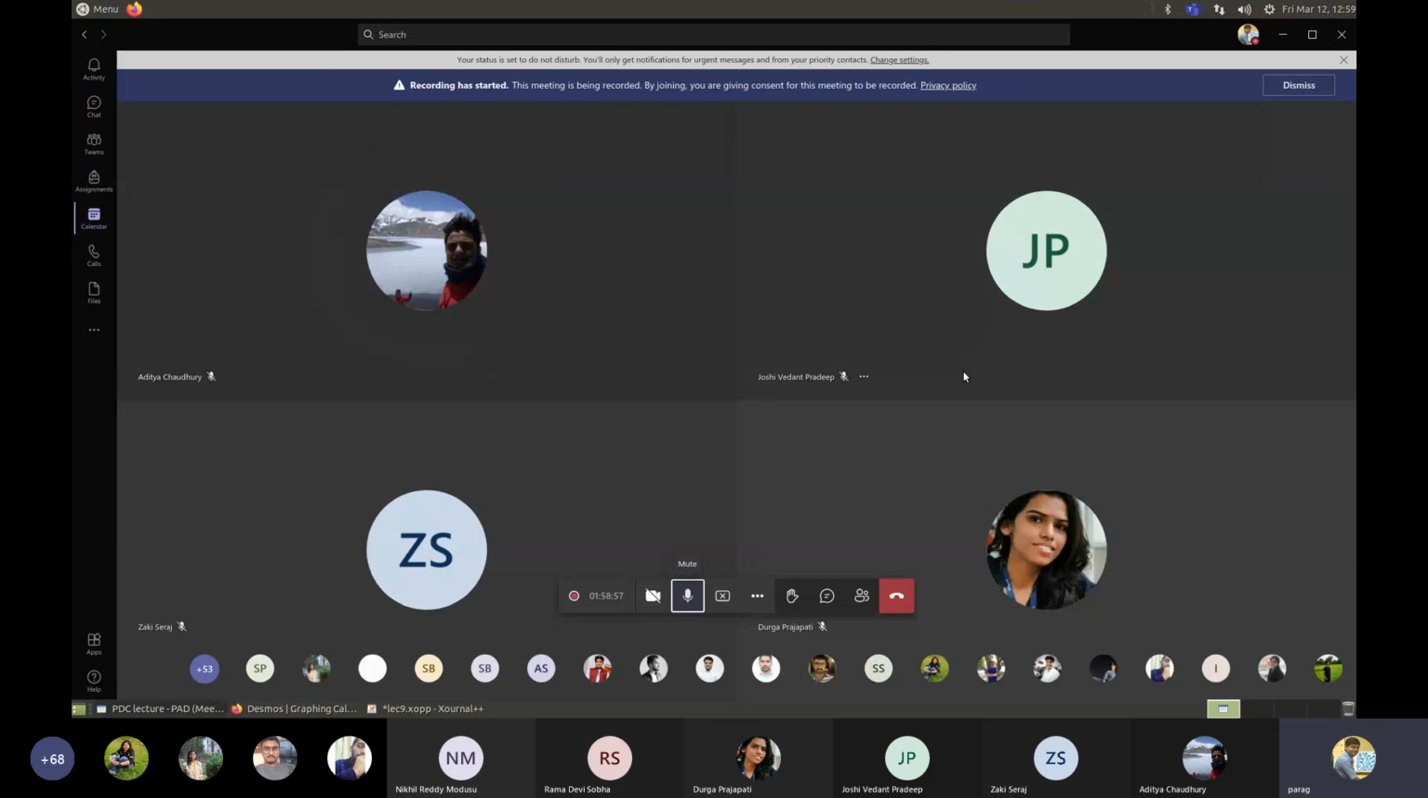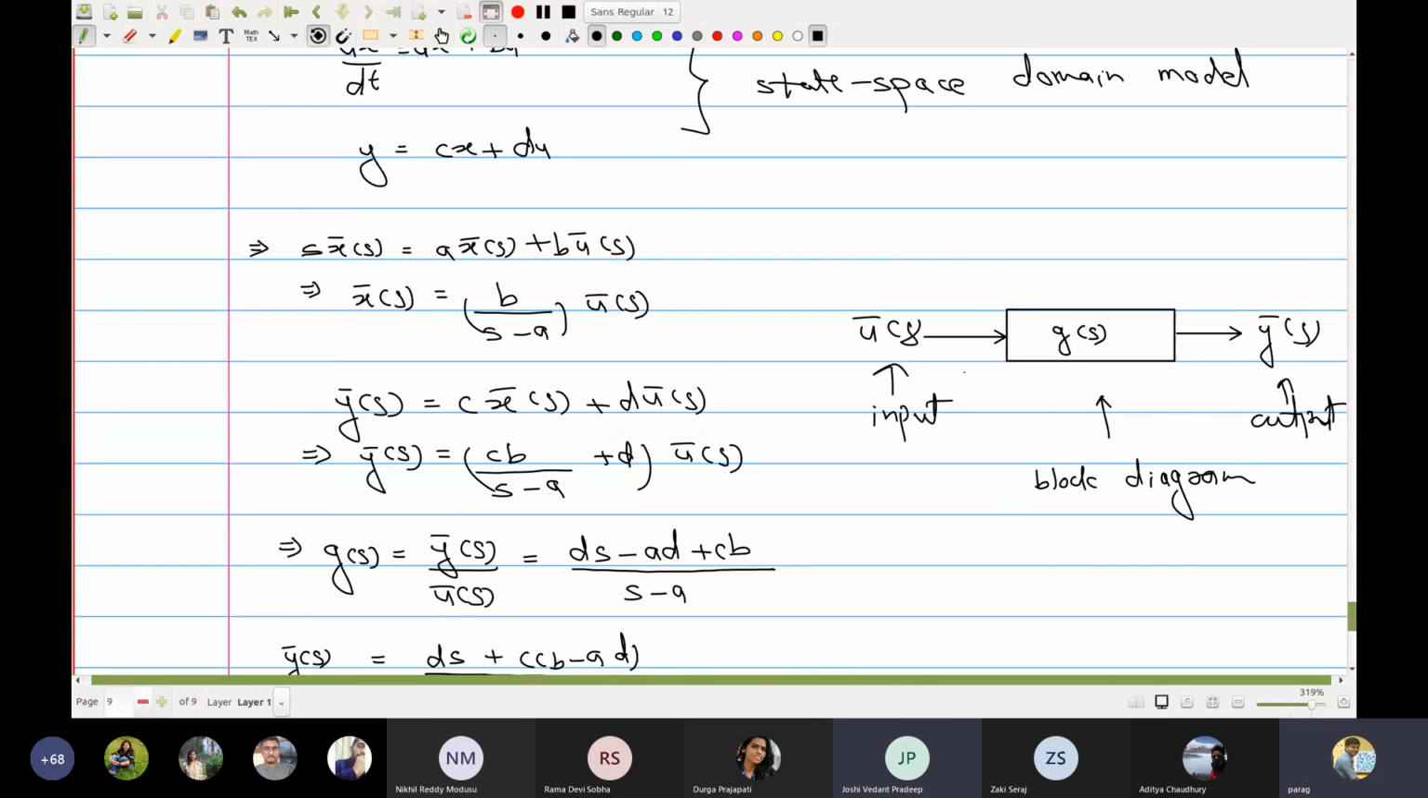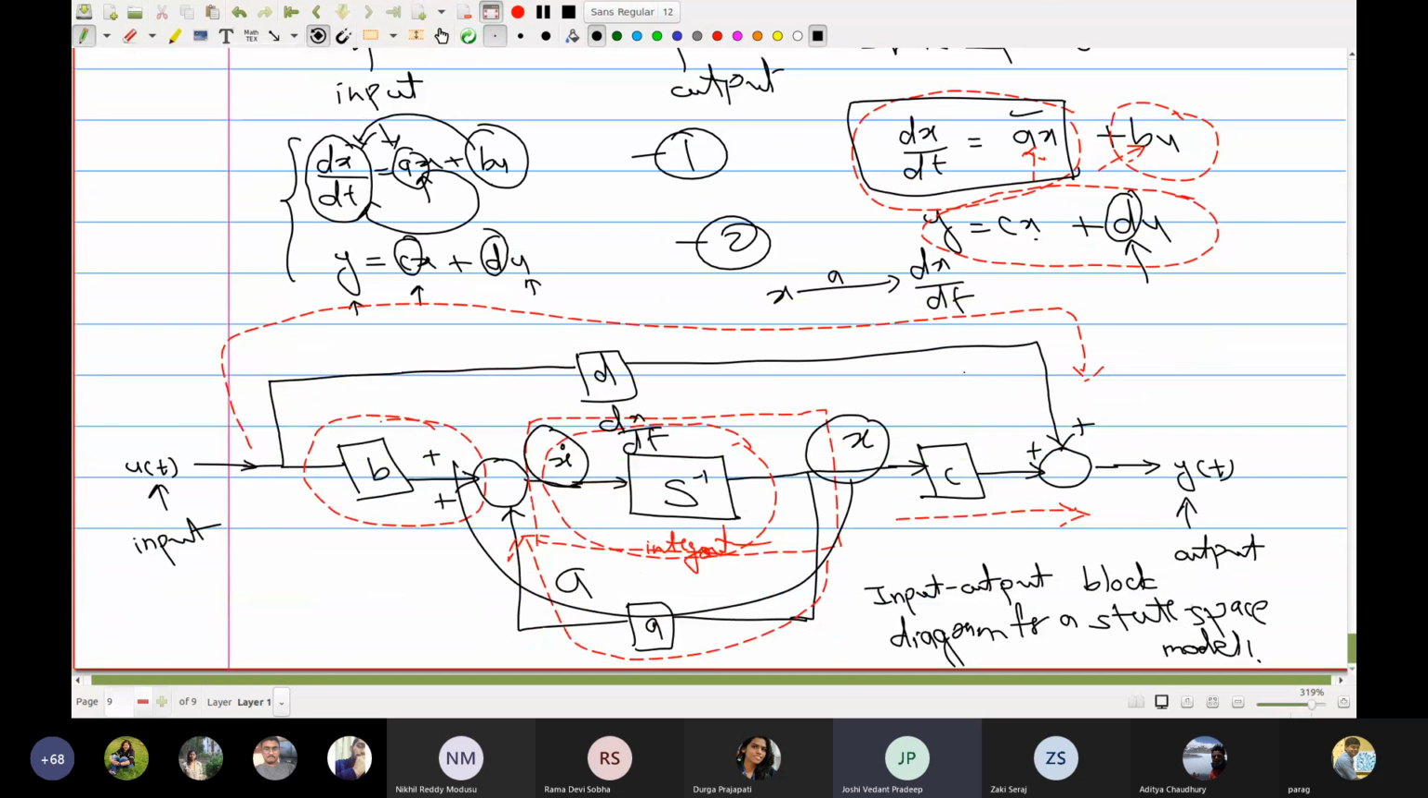Any other doubt or question? Sir, the last part that you taught about the interconversion of transfer domain to state space, what is the use of it? Why are we doing this?